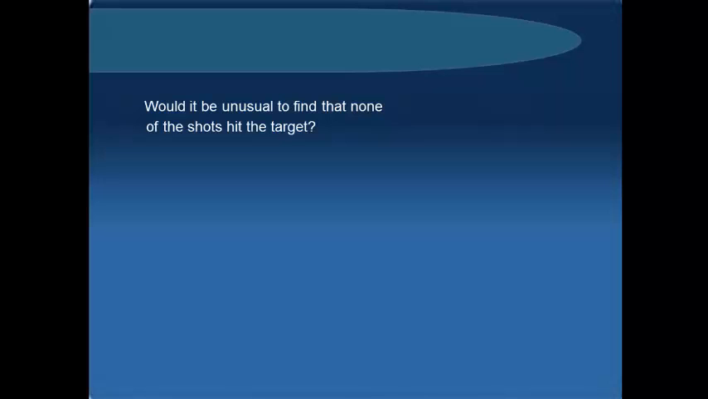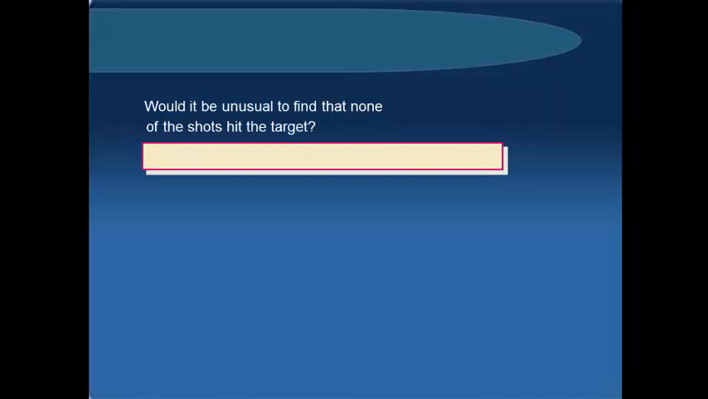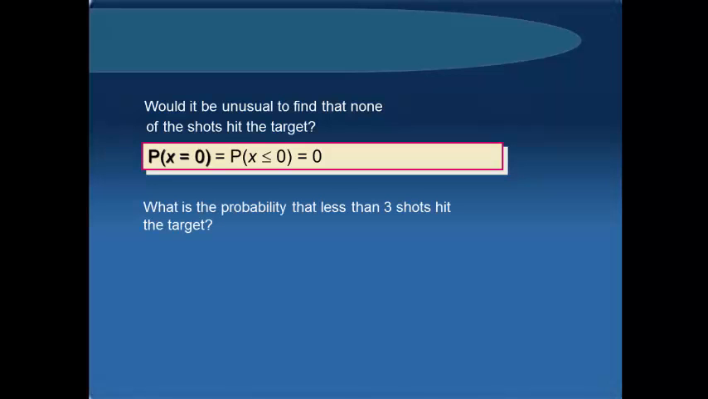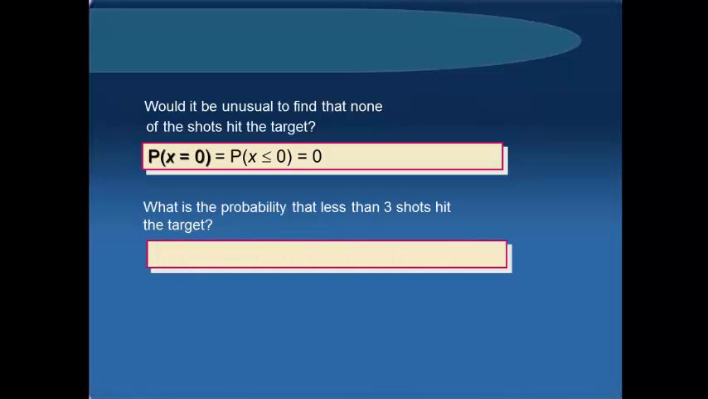Would it be unusual to find none of the shots hit the target? So, what is the probability that x is equal to 0? Is equal to the probability that x is less than or equal to 0 is 0. What is the probability that less than 3 shots hit the target? The probability of x less than 3 is equal to the probability of x less than or equal to 2, is equal to 0.058.